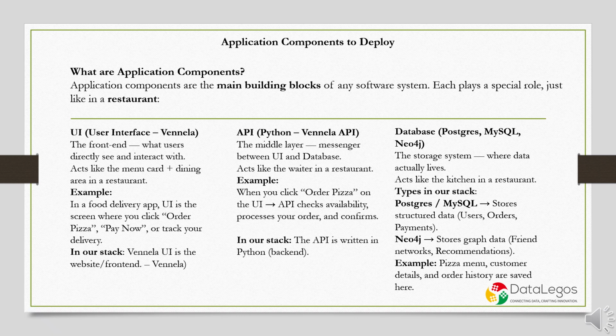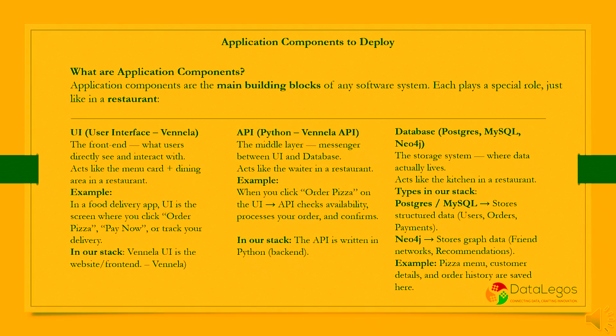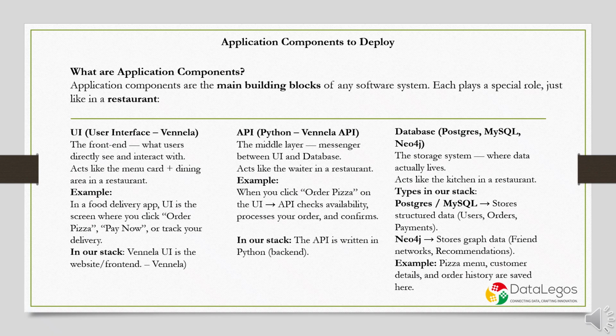Next, the API. In our stack, this is the Python Vennela API. The API is the middle layer that acts as a messenger between the UI and the database. Think of it like the waiter in a restaurant, who takes your order to the kitchen and brings back the response. For example, when you click Order Pizza on the UI, the API checks if the pizza is available, processes your order, and sends back a confirmation. In our stack, this API is written in Python and works as the backend.